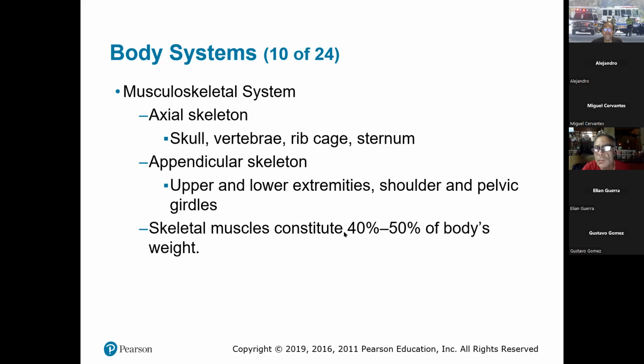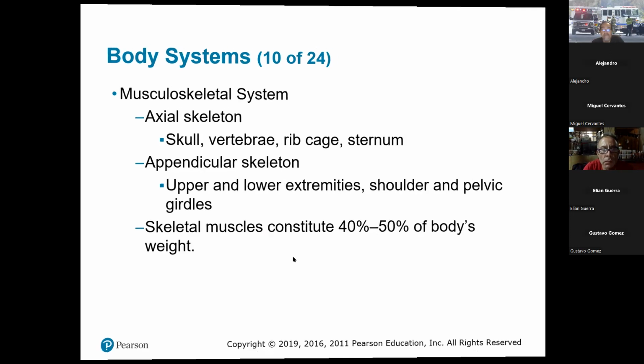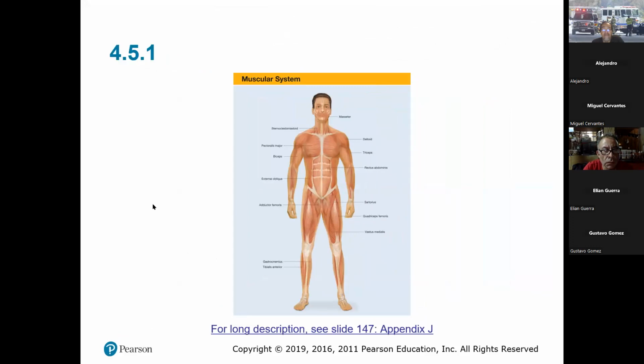Skeletal muscles consist of 40 to 50% of the body's weight itself. So if you weigh a lot, it's either you're very muscular or you're fat. It's never your bones. The muscular system itself consists of a lot of muscles that are attached to bones. Your pectoral muscles, your upper chest muscles, will be attached to your sternum, okay, and your ribs.